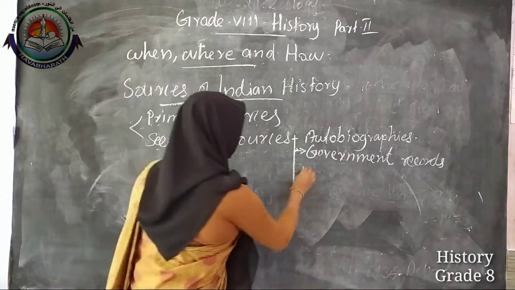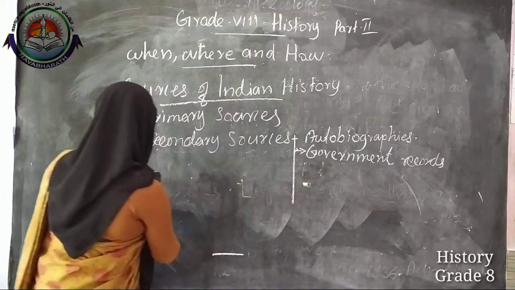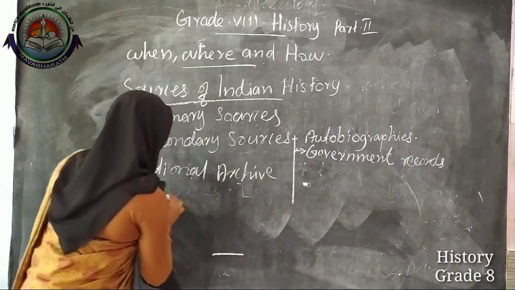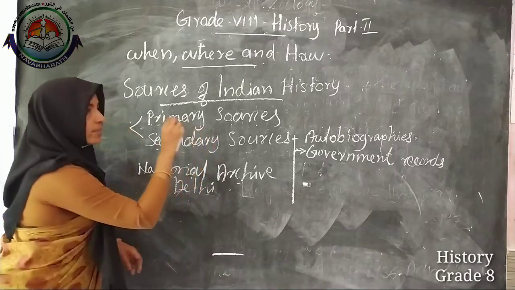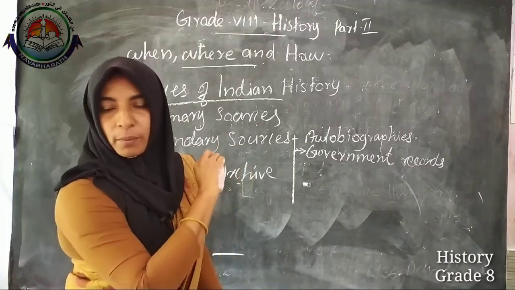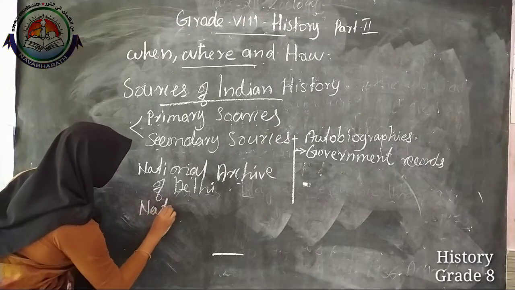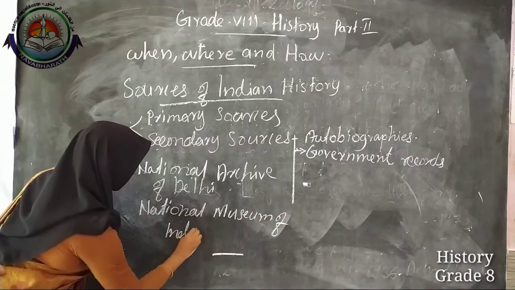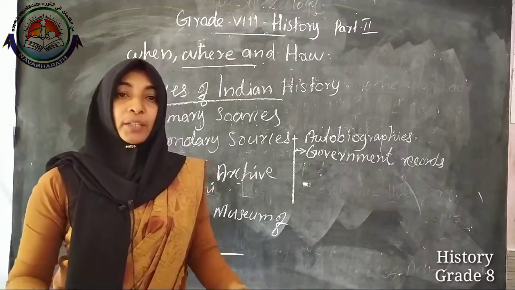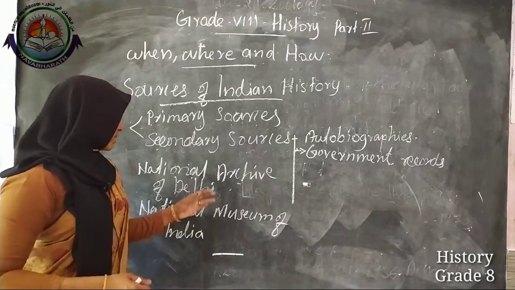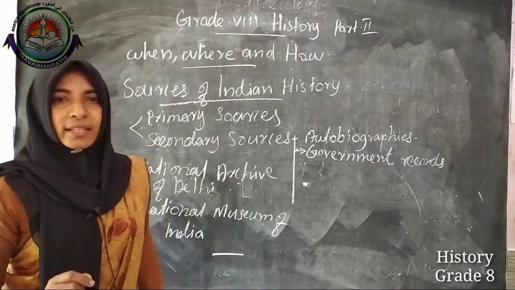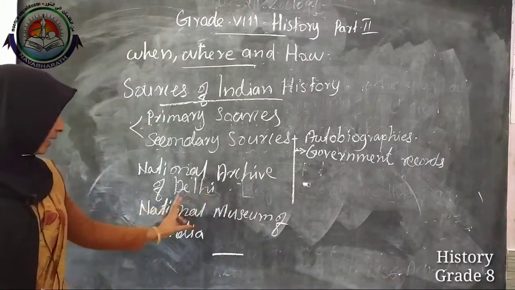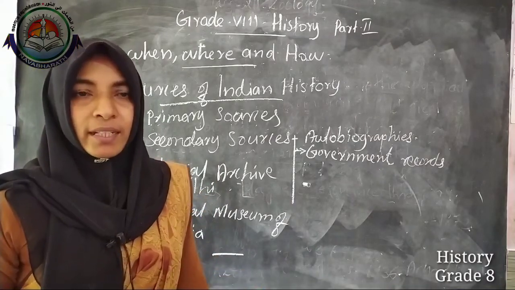First one, the National Archive of Delhi. Second one, the National Museum of India, set up in New Delhi. These are the important archives set up by the British East India Company. The Britishers set up archives in order to keep their government records.